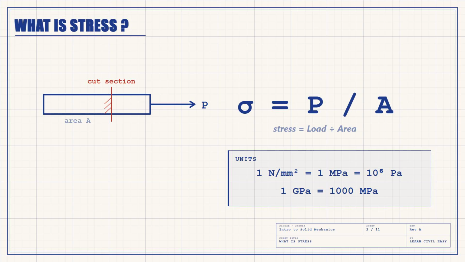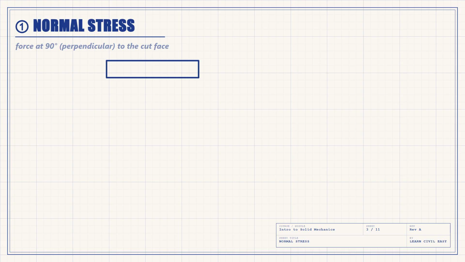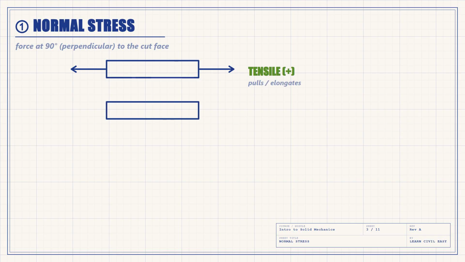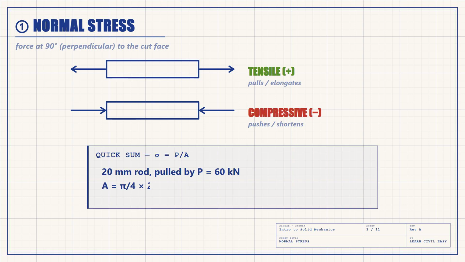Now, stress comes in different types depending on how the force meets the surface. Let's draw each one. The first type: when the force acts perpendicular, at 90 degrees to the surface, we call it normal stress. The force is normal to the area and it comes two ways. Pull the bar, it stretches, that's tensile stress, taken positive. Push it, it shortens, that's compressive stress, taken negative. Same formula, sigma equals P over A, just mind the sign.